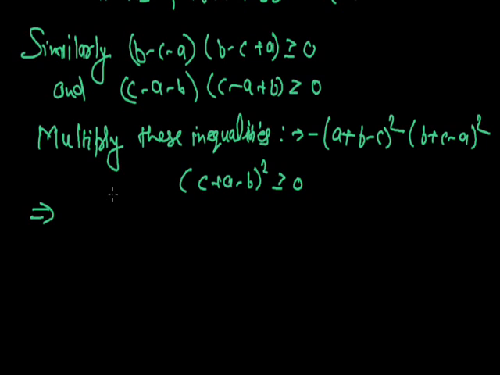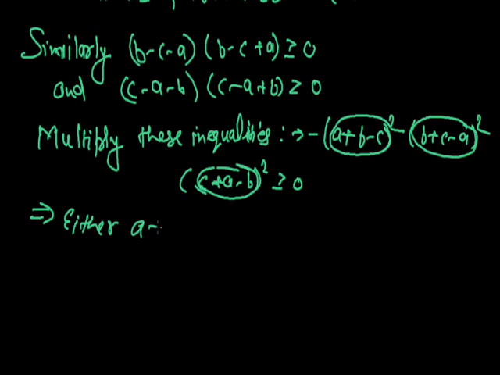So from here we may have that either a plus b minus c is equal to 0, or b plus c minus a is equal to 0, or c plus a minus b is equal to 0. So we can say that either a plus b is equal to c, or b plus c is equal to a, or c plus a is equal to b.